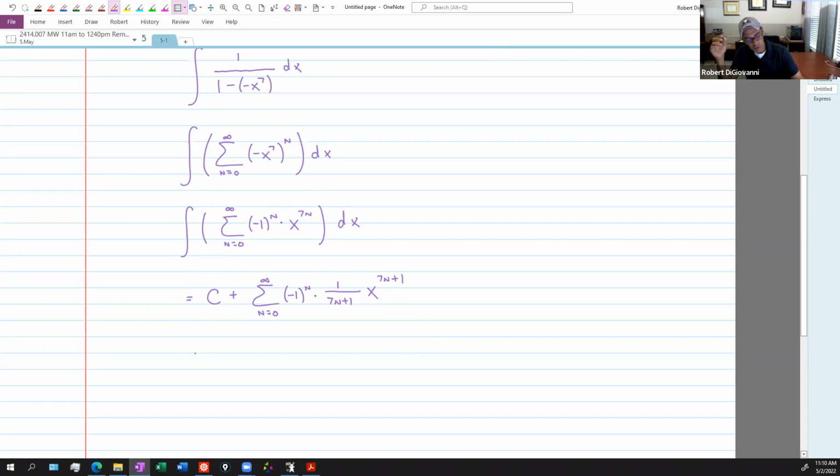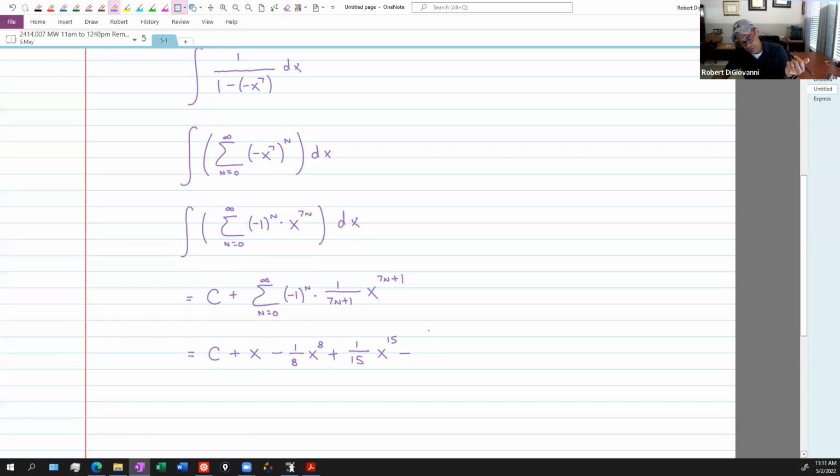Let's write out the first few terms. If n is zero, this will be a one, this will be a one, and it'll be x to the first power. So we just have x. When we plug in one, we'll get a negative because it'll be negative one to the one. And if I plug in one for these n's, I'll get 1/8 x to the eighth. And then I'll have a plus on the next one. And if I plug in two, I should get 15 on the bottom, 1/15 x to the 15th.